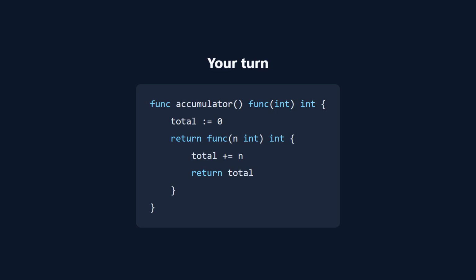The returned function now takes an argument. Total lives in accumulator, gets captured by the closure, and survives after accumulator has returned. 10, then 30, then 33. The running total is remembered between calls, and it lives nowhere you can reach except through that function. That last part is worth noticing. Total is genuinely private. No other code in your program can see it or change it, because there is no name for it anywhere else.